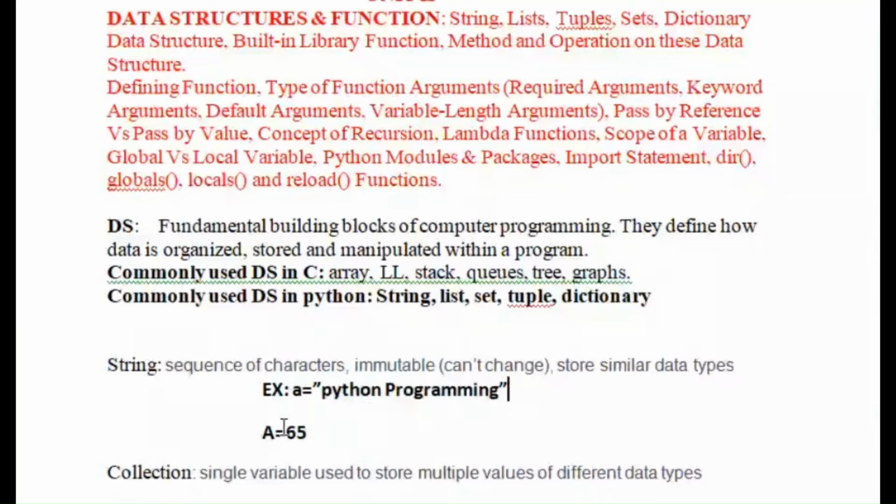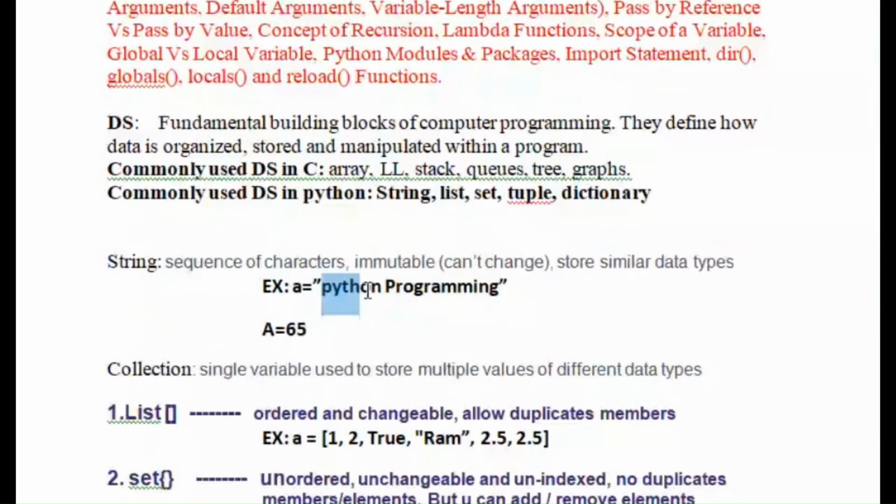Here, a string is a sequence of characters. Sequence of characters in the sense that I have given text as data, right? Python programming is text data, which is known as a sequence of characters, right? I'm saying it is immutable. Immutable is nothing but we can't change the data. Once you give a string name a with Python programming, you can't change the value.